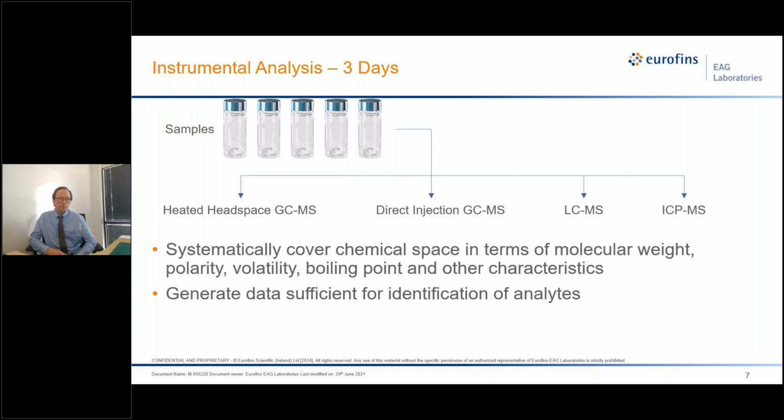But the other part is that not only do we want to get instrument responses for all these so that we can do the semi-quantitation, we also need to generate data sufficient for identification of analytes. And that's why if you look at these, you'll notice that chemical characterization is mass spectrometry heavy. That's really important because that provides us the data to identify these compounds and give that structural information that's necessary for the toxicologist to complete the TRA.